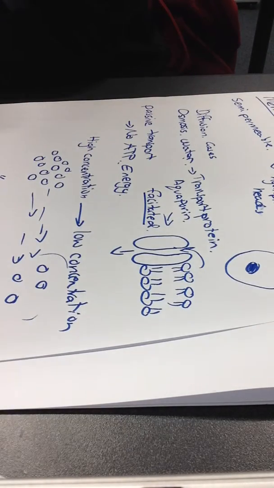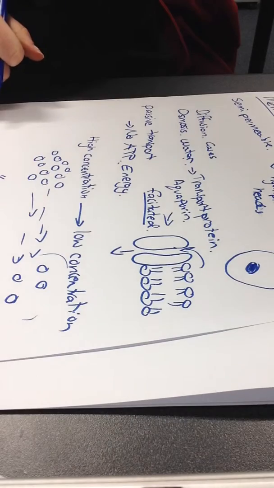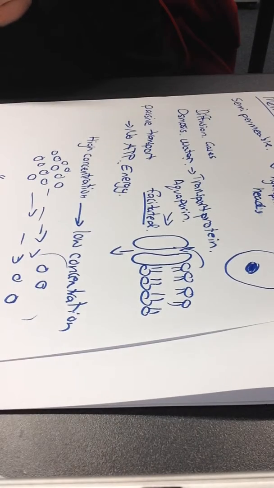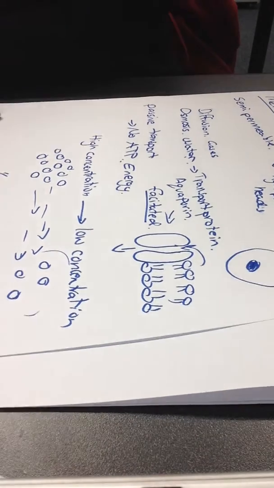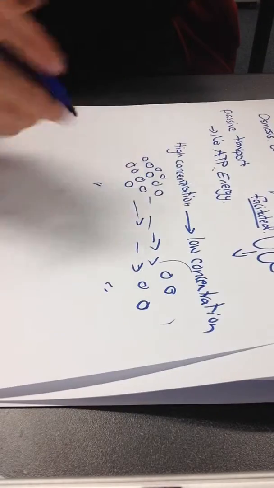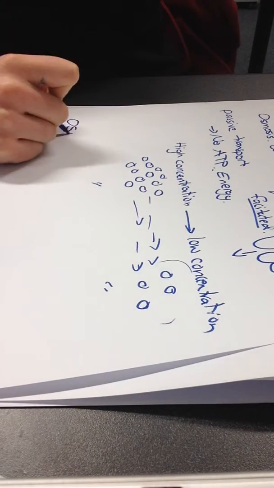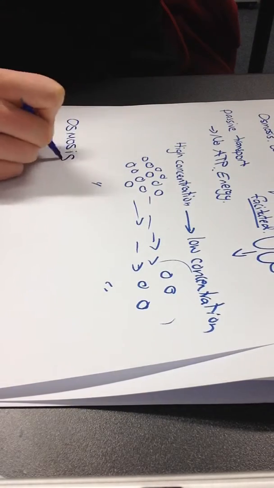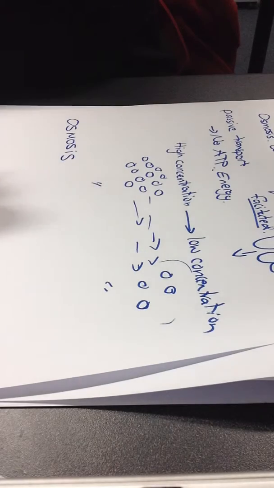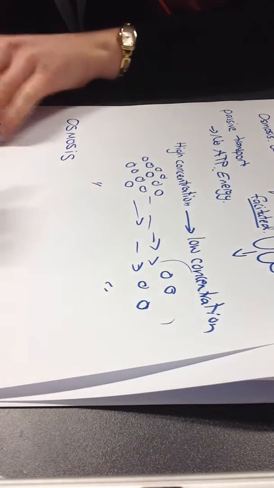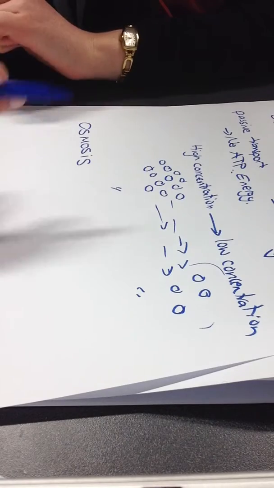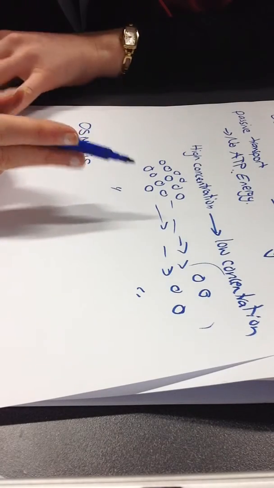Okay, so we've done a lot about osmosis, so you guys should be really aware of osmosis. I'll just do a really super quick diagram of osmosis. Osmosis is the movement of water from a high concentration to a low concentration, just like we were talking about up here.